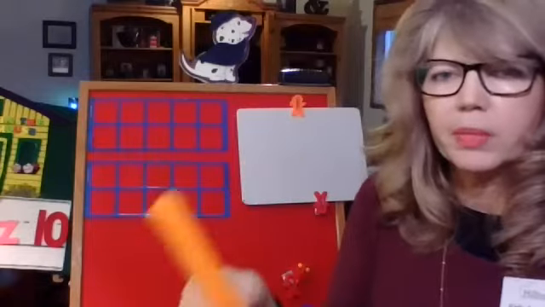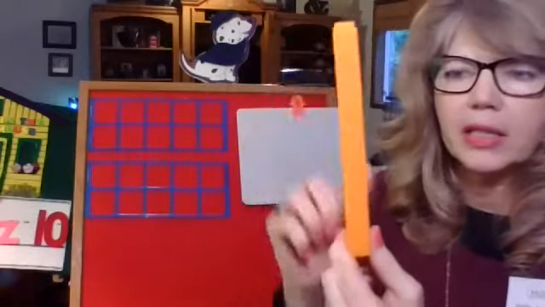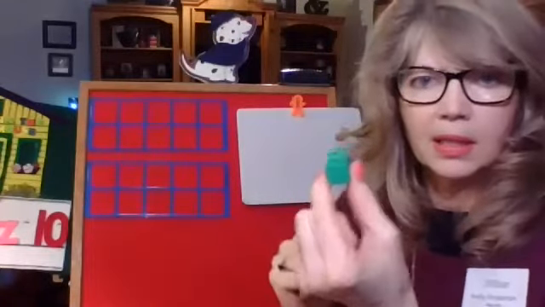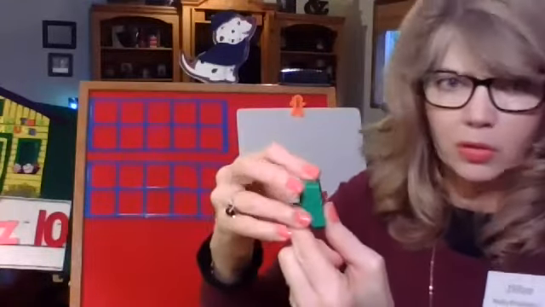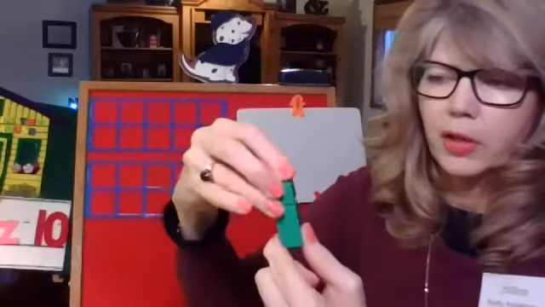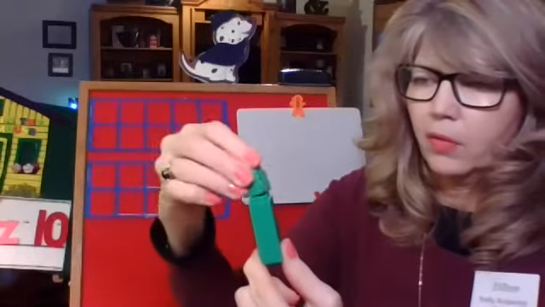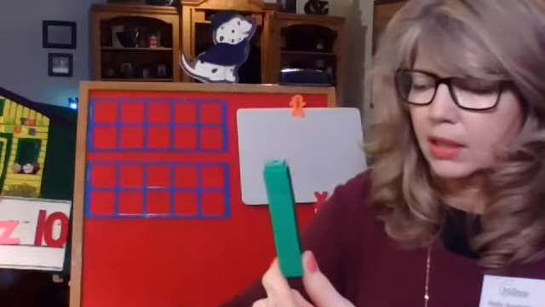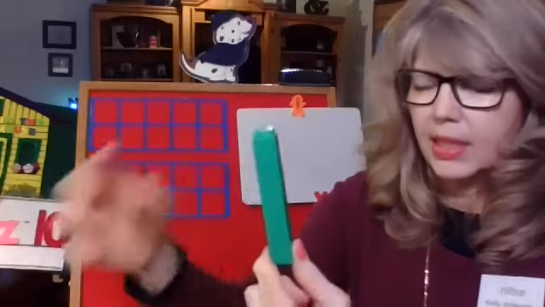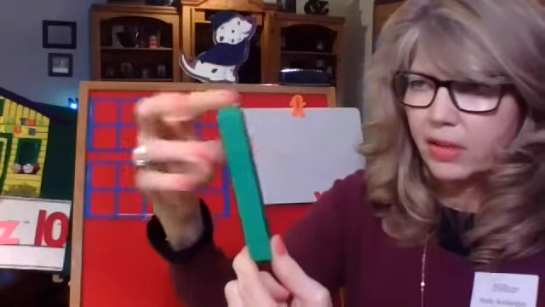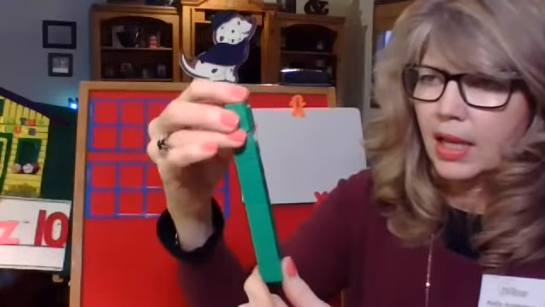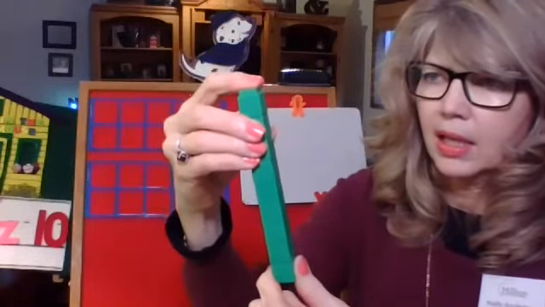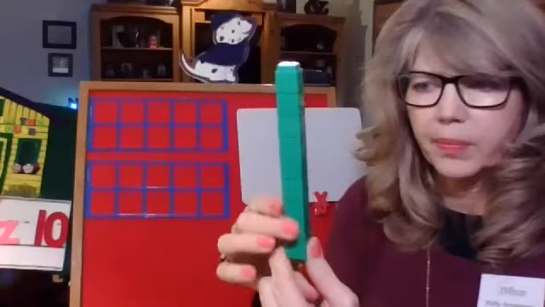So let's count on from 10. If I know that I have 10 here, let's count on from 10. What comes after 10? 11, 12, 13, 14, 15, 16, 17, 18, 19. So that's my second tower.